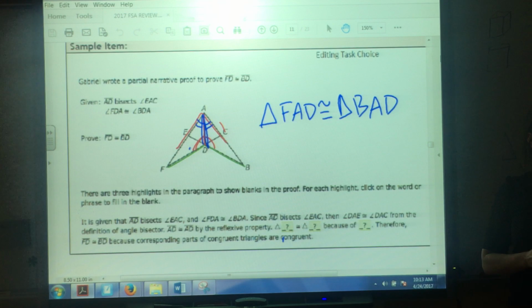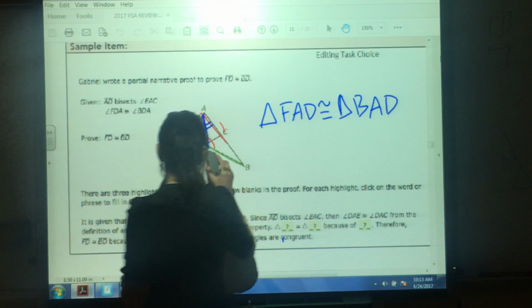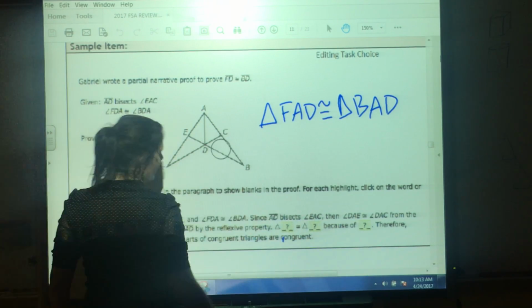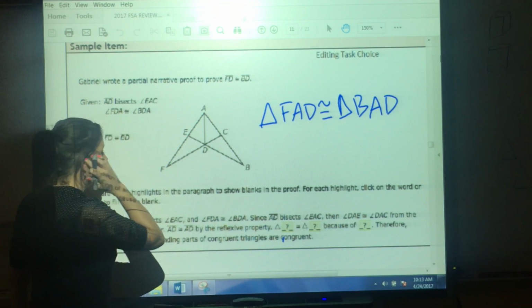Why are the two triangles congruent? Think of what we just did. Because the A and D. Is that what I write? Think about how we say that triangles are congruent.